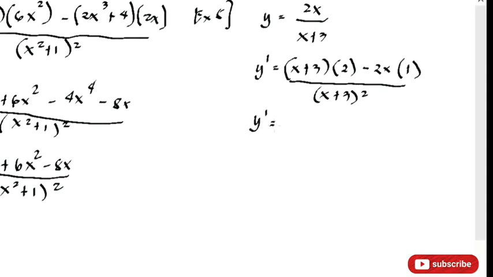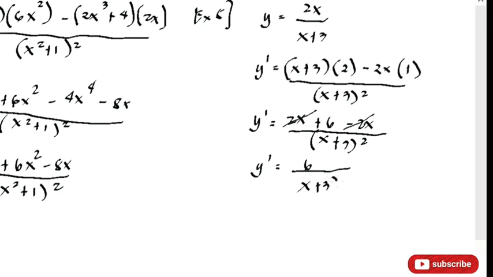Let's simplify. Our y prime, therefore, is equal to, and notice 2x and 2x cancel out. Let's still distribute to make it clearer: 2x plus 6 minus 2x over x plus 3, the quantity squared. So this one will cancel out. Therefore, our y prime is equal to 6 over x plus 3, the quantity squared. So that's already your final answer.